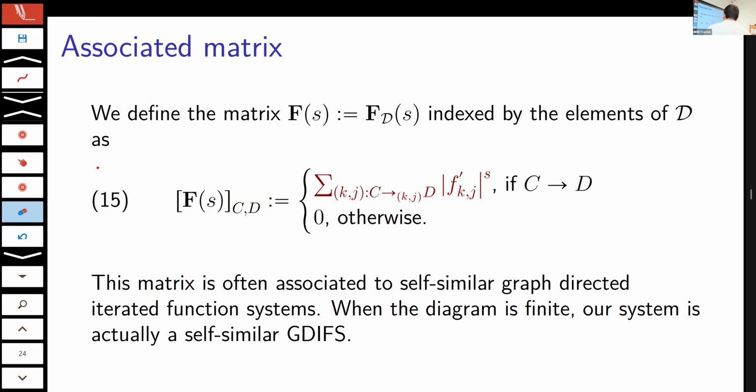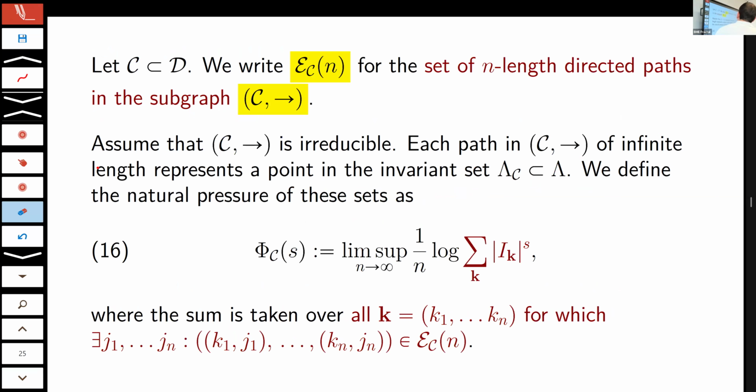Simple. So this matrix is often associated to something like graph-directed iterated function systems. And when the diagram is finite, then our system is actually a graph-directed iterated function system, so it's quite easy to deal with that situation. We already know a lot of theorems about those systems.